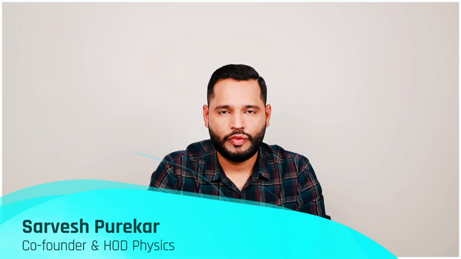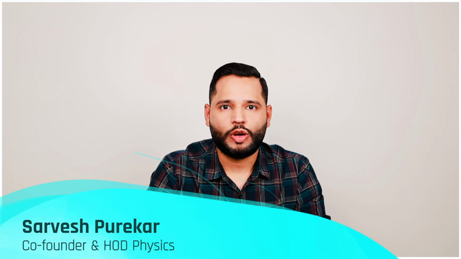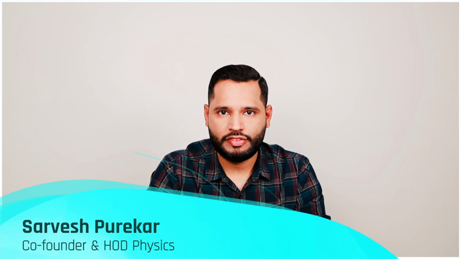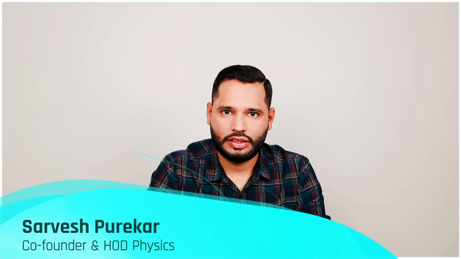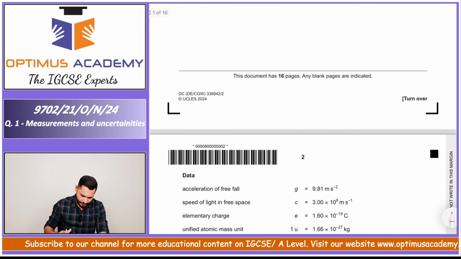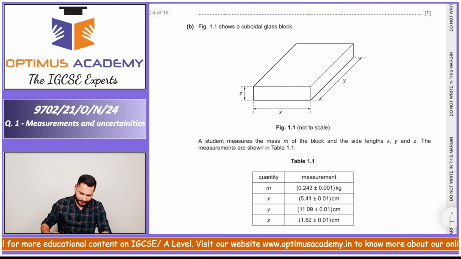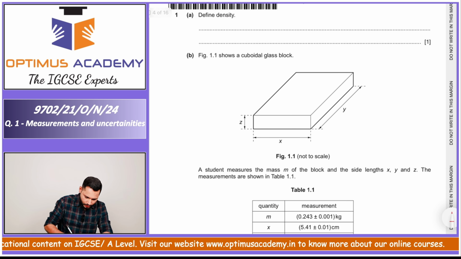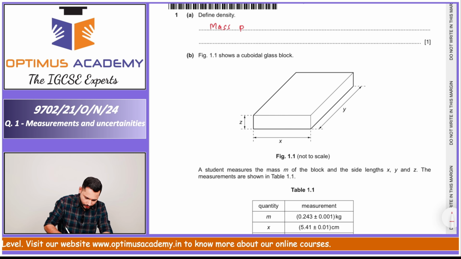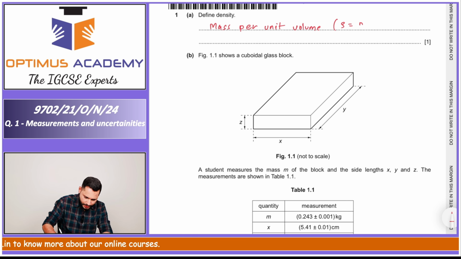In today's video, we are going to discuss the paper from the October-November series 2024, and the paper code is 21. This is for the subject physics. The first question in the paper says define density. So your answer for the definition of density would be mass per unit volume. So density is mass upon volume.